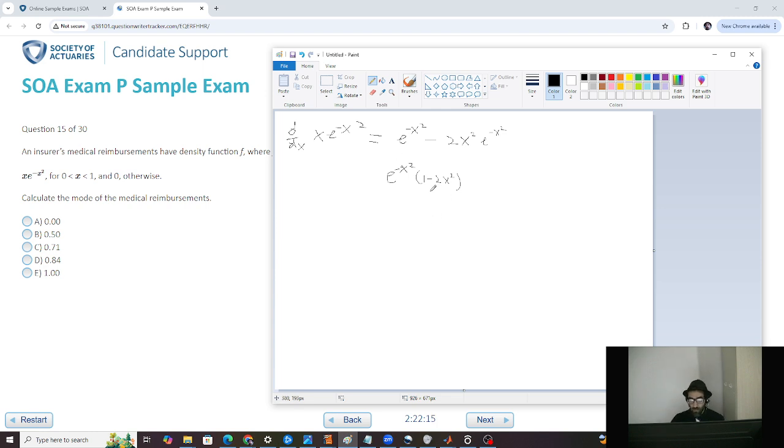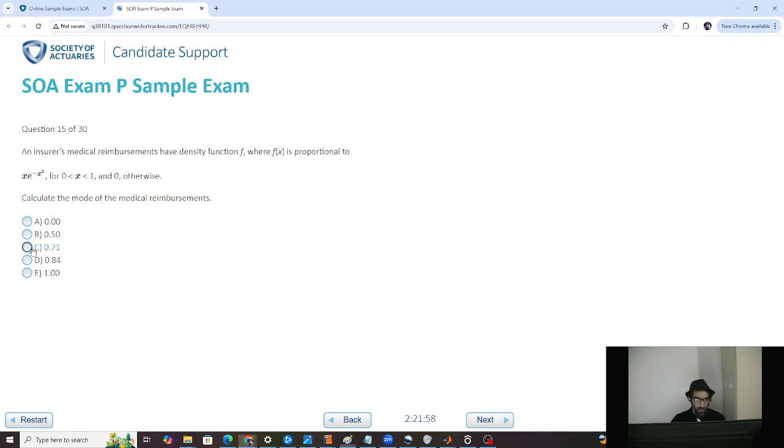At a mode, right, we're looking for where derivative is 0. E to stuff is never 0. 1 minus 2x squared equals 0. X squared equals a half. It's going to be 0.71.